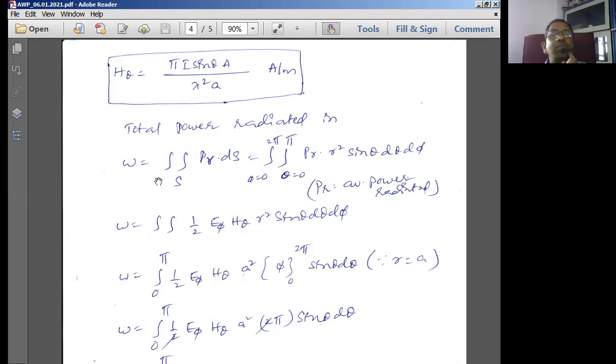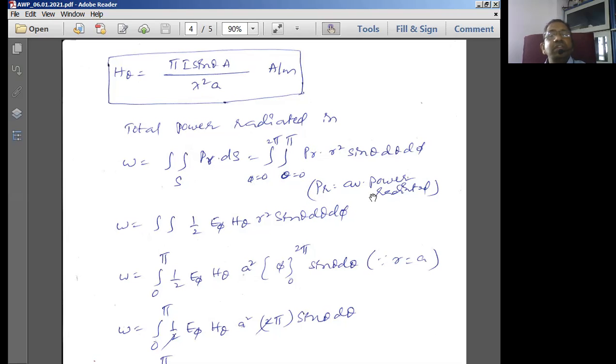So we can write the total power as a double integration. One integration varies for theta, and another varies for phi. Theta varies between 0 to pi, and phi varies between 0 to 2 pi. Here dS is the differential surface, which I can write as r square sine theta d theta d phi in the spherical coordinate system. This equation we have derived simply from the basics of the coordinate system.